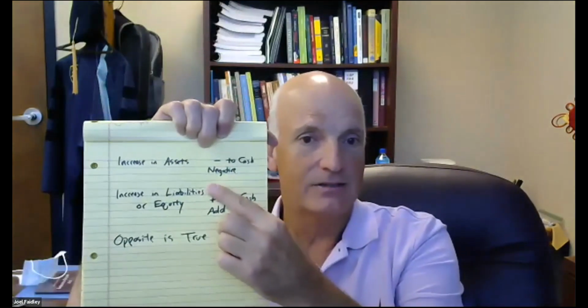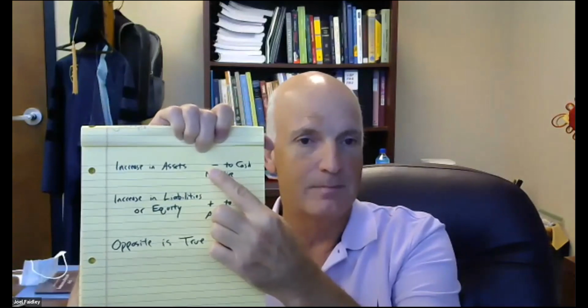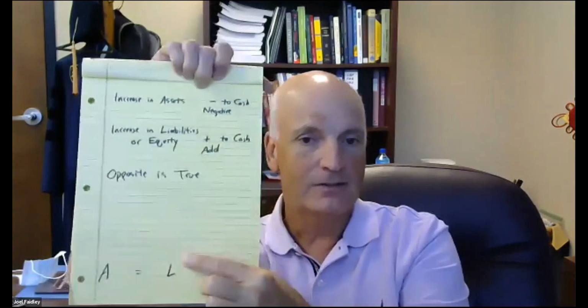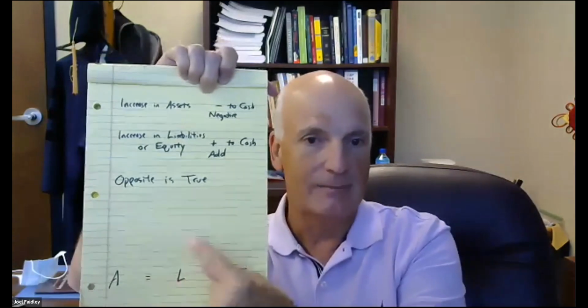Think about inventory. If inventory goes up, I've spent cash on that, but I didn't sell the inventory, right? Property, plant, and equipment. How does property, plant, and equipment go up? Because you took cash and bought something, didn't you? So that's another situation where, again, all assets that go up, that is a negative to cash. Negative to cash, that's a minus, not a dash. Minus to cash.